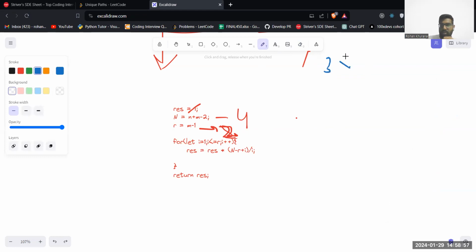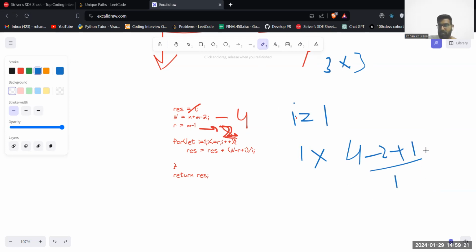So it was 3 cross 3, right? N was 3 plus 3 minus 2, that is 4, and R is 2 only. So i is 1 right now, and res is 1. So 1 into N, that is 4, minus R, that is 2, plus i, that is 1, upon 1. It is nothing but 3, so res becomes 3.